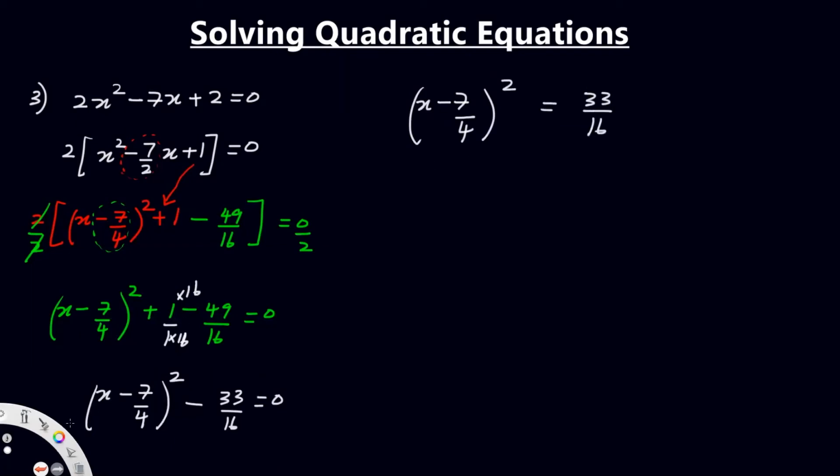Now you get the square root of that. So x minus 7 divided by 4. When you take the square root, you have to introduce plus and minus. Square root of 33 stays, and square root of 16 would be 4. Now what I will do, I will bring this one to the other side. So it's going to be x is equal to 7 divided by 4 plus and minus square root 33 divided by 4. Now there are two solutions.